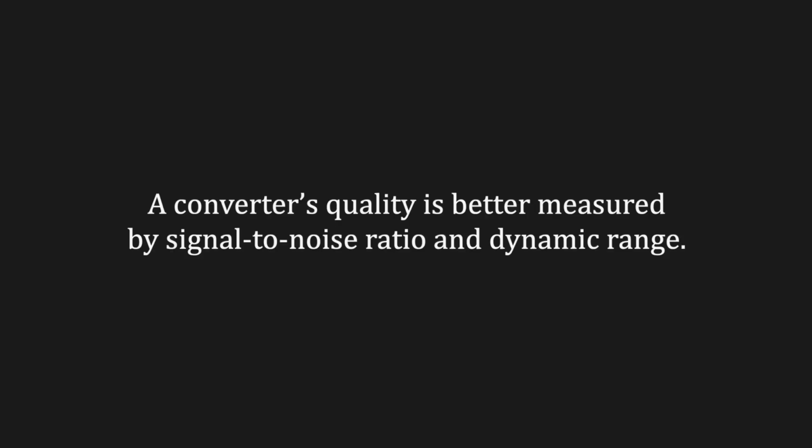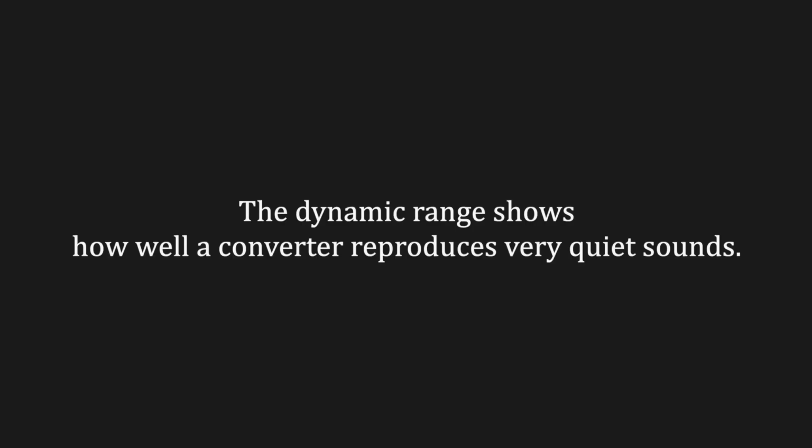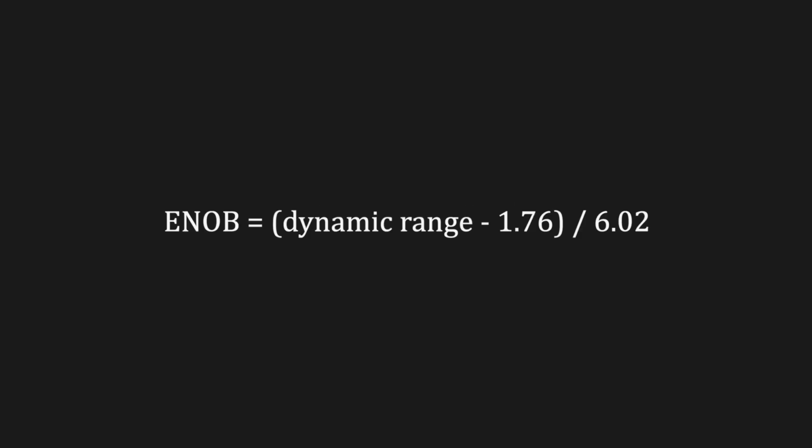A converter's quality shouldn't be judged only by its bit depth. Instead, its performance is better measured by signal-to-noise ratio and dynamic range. The dynamic range, measured between 0 Hz and 20 kHz with a minus 60 decibel signal, shows how well a converter reproduces very quiet sounds. From this, the effective number of bits, ENOB, can be calculated using this formula. For example, a 16-bit converter with a 95 decibel dynamic range effectively provides about 15.4 bits of usable resolution, meaning around 0.6 bits are lost to noise and distortion.